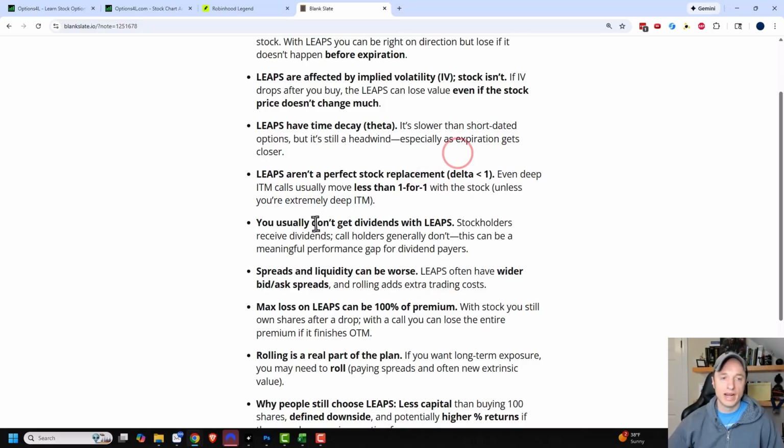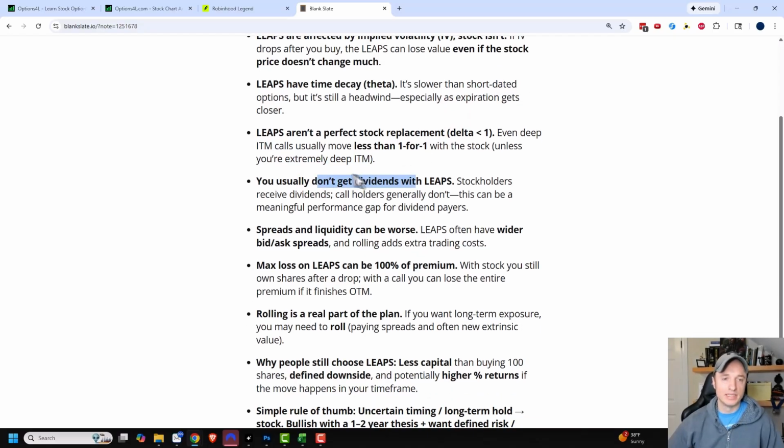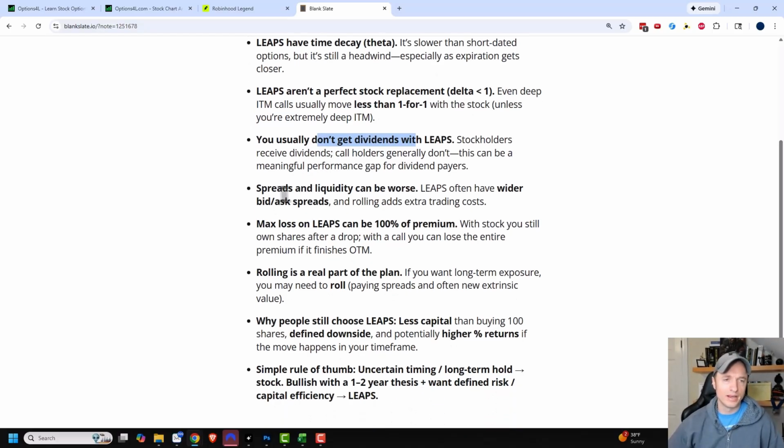The next thing I want to point out is that you don't receive dividends on options. So that's just something to be mindful of. MSTR I don't think has dividends even, so I'm not really worried about it. Spreads and liquidity can be worse. LEAPS often have wider bid-ask spreads, and rolling adds extra trading costs.